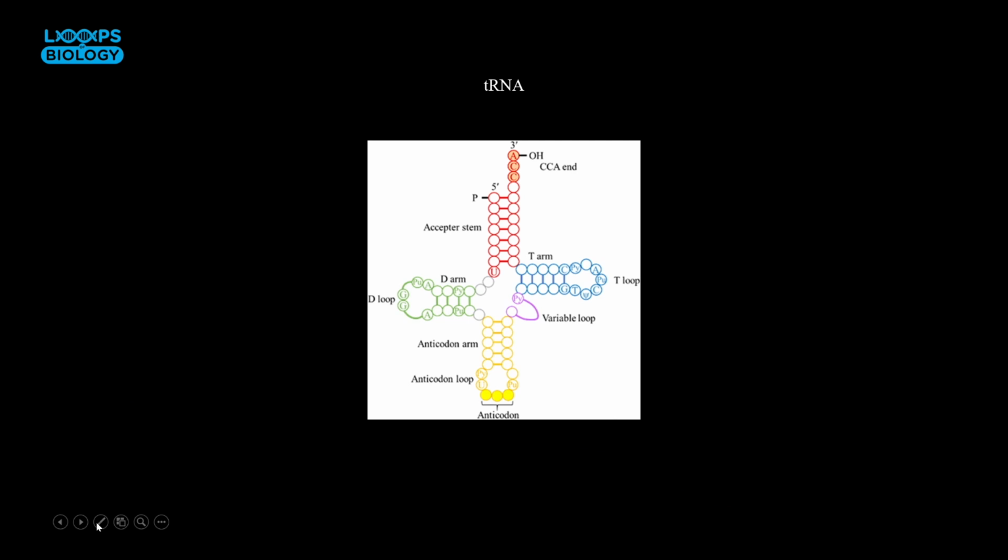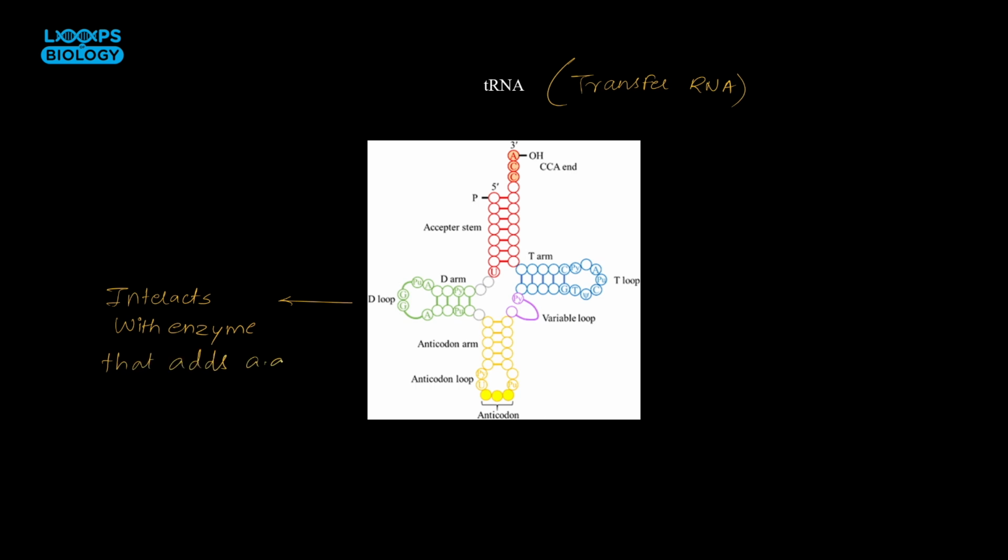Let's move on to your tRNA concepts. Now tRNA is also called transfer RNA. It is in the form of loops, and these loops have their own functions. The D loop interacts with an enzyme, which you have to study in molecular biology. So it interacts with the enzyme that adds an amino acid. Now, on which side is the amino acid added? That is the 3' end.